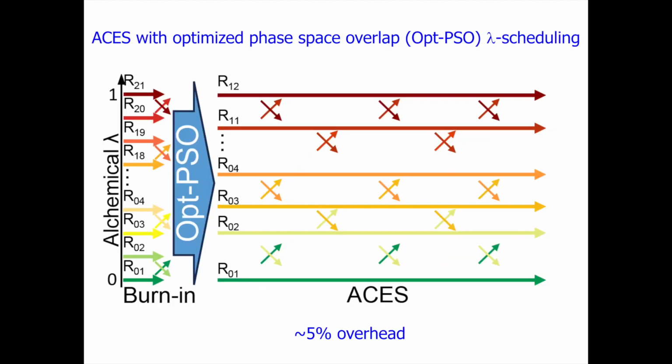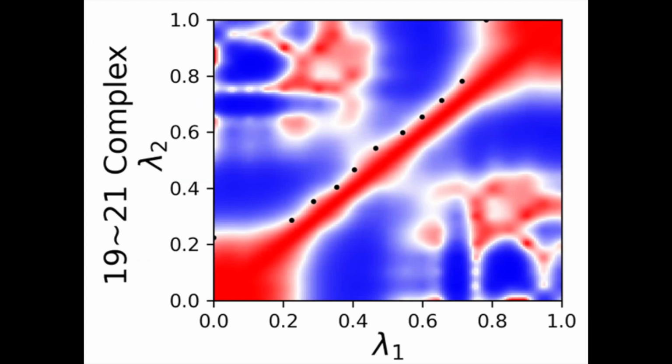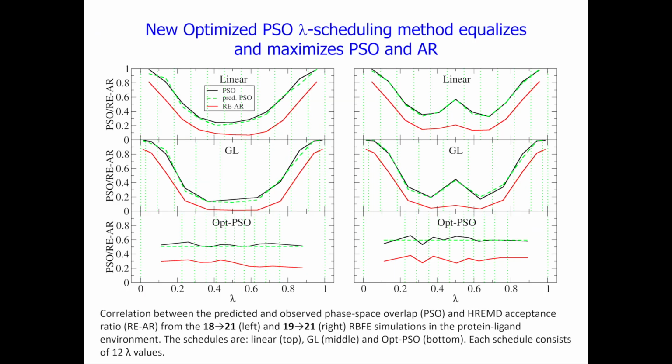So we've put together a method where we can do a short so-called burn-in simulation, for only maybe a couple hundred picoseconds. From the replica exchange statistics, we can construct a two-dimensional map from which we can make a prediction about where the optimal lambda spacing would be, in order to make the phase space overlap uniform and maximized for all lambda points. So we call this the optimum phase space overlap method.